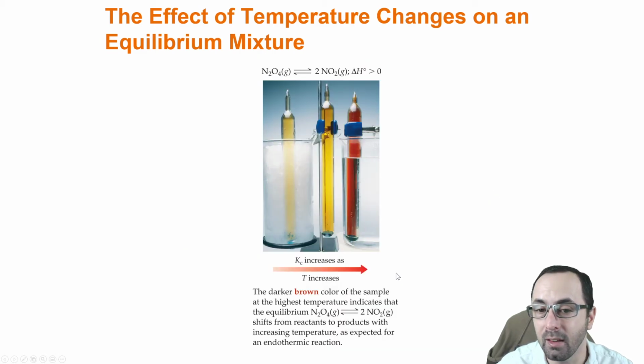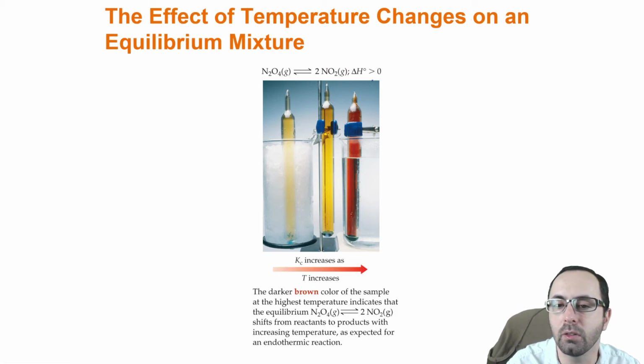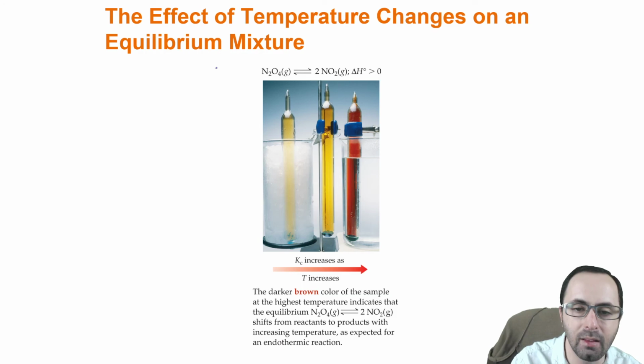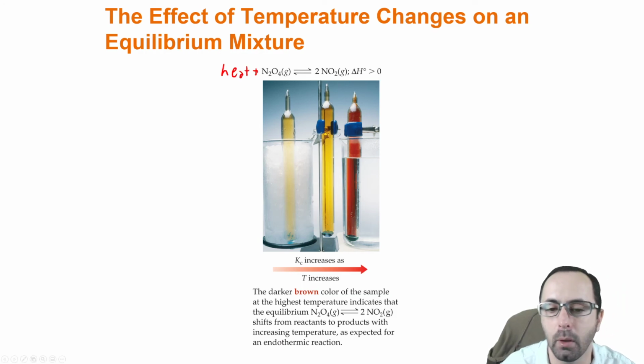Now, this is an example of an endothermic reaction here. This is that same reaction we talked about earlier that happens in the sky above LA, makes the smog, the NO2. So the NO2 is a very brown color. This is an endothermic reaction, so delta H is greater than 0. And what that means is that heat is a reactant in this one.